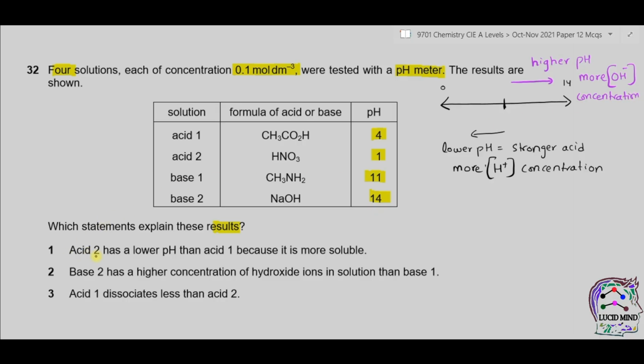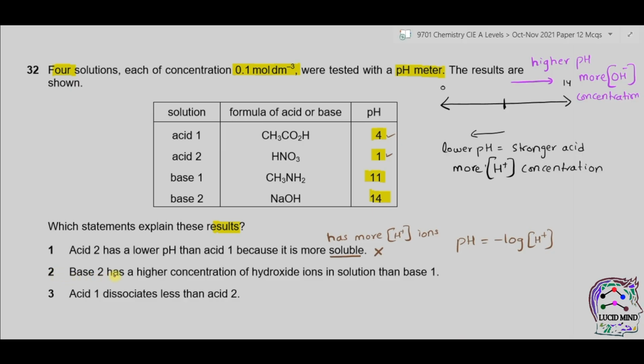In the first one it says acid 2 has a lower pH than acid 1. Yes, it is lower than acid 1 because it is more soluble. Now this statement seems true, but solubility does not change the pH. Some salts are soluble but their pH is 7. So we cannot say that this is true. It should be because it has more H positive ions, because pH depends on the concentration of H positive ions. The greater the number of H positive ions, the lower the pH. So 1 is incorrect.